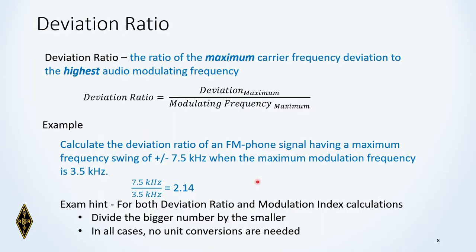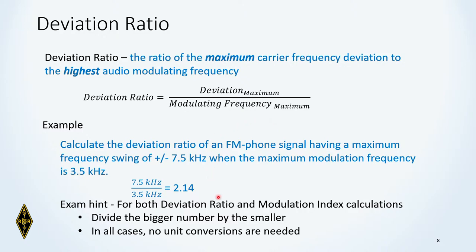Then here's some scary looking stuff. There's some definitions here and a little bit of math. This just puts it in the form of a formula. Deviation ratio is the ratio of the maximum carrier frequency deviation, that would be like the plus or minus 5 kilohertz, to the highest audio modulating frequency. And for voice, that would be 3 kilohertz. So the deviation ratio is just stated here. In the case that I just mentioned, we've got plus or minus 5 divided by 3, so 5 divided by 3 works out to something like 1.67, just to put some numbers to it.